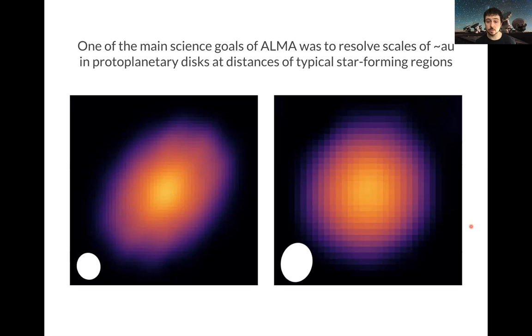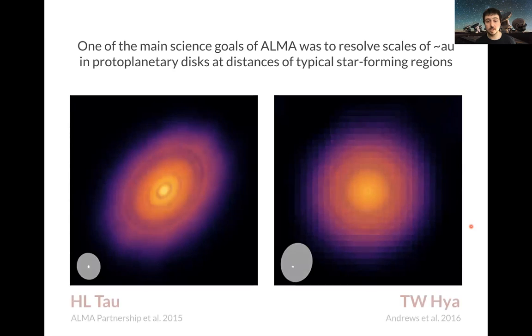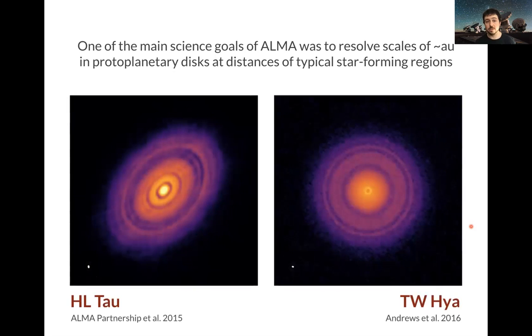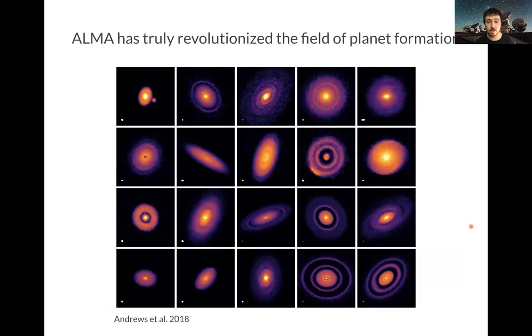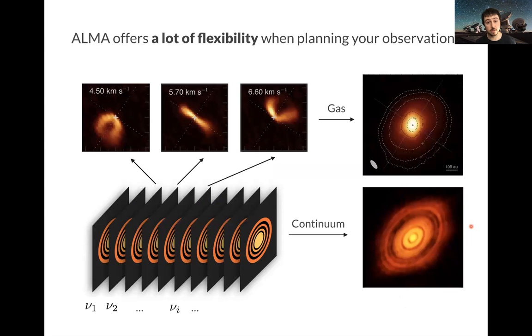But then ALMA came around and delivered these observations for these systems. You can see the dramatic improvement in angular resolution, and also that these disks are not smooth anymore. These type of systems of gaps and rings are found on almost every disk that is observed with sufficient resolution. So ALMA is really changing the field of planet formation. This is the type of data that you can get if you observe with ALMA. And ALMA is also extremely flexible.